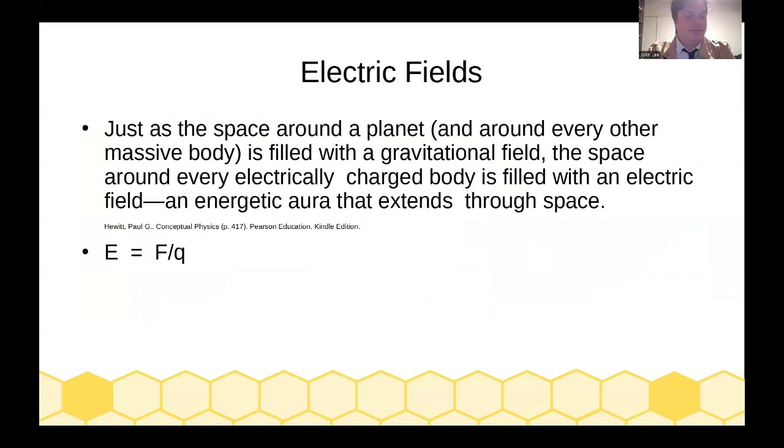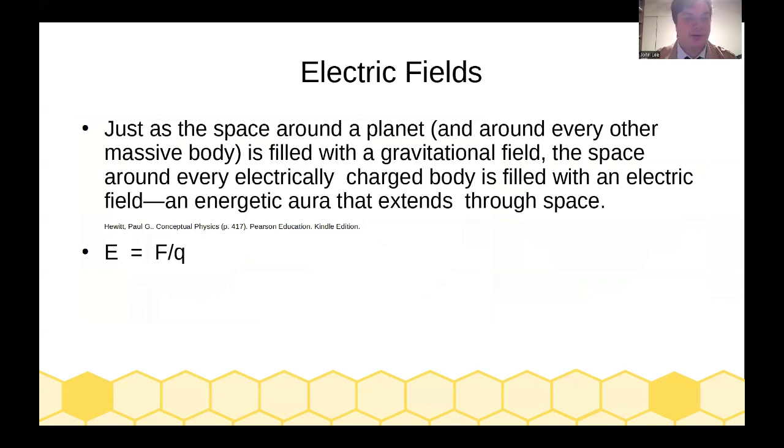So I brought up the presence of electric fields before, but just as the space around a planet and around every other massive body is filled with a gravitational field, the space around every electrically charged body is filled with an electric field, an energetic aura that extends through space.